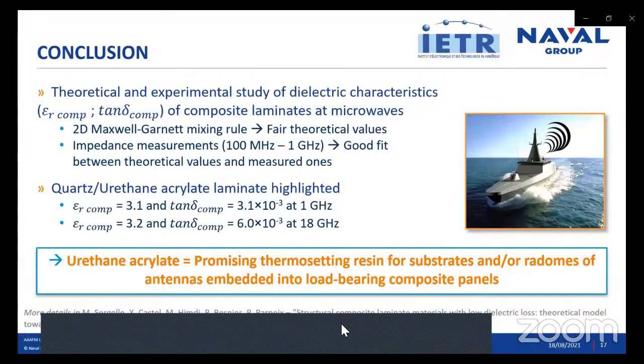If you want more details about this work, please feel free to consult the article published in Composites Part C.